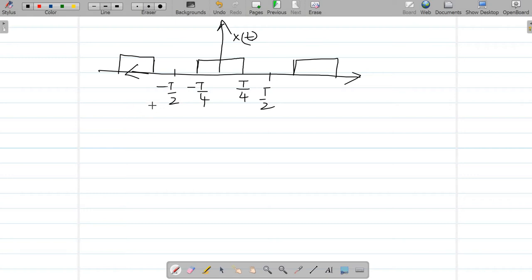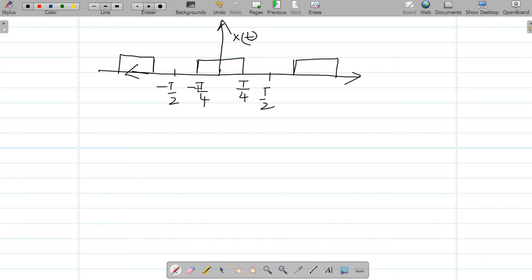Now if you observe closely, if you look at the symmetry conditions, this signal has an even symmetry. When you have an even symmetry, we will have only the cosinusoidal terms, that is the a n terms, and not the b n terms.